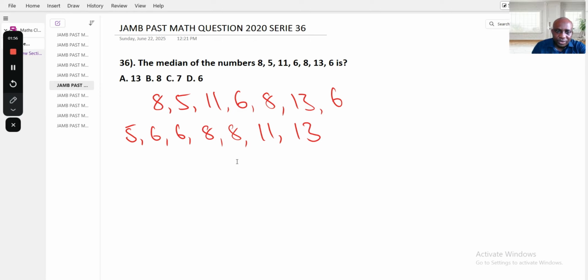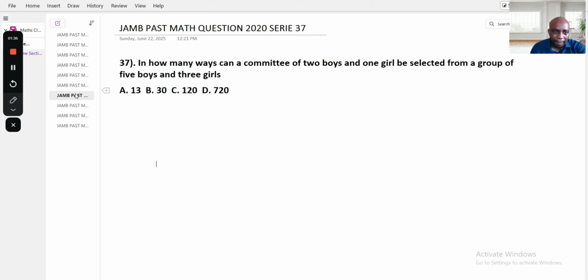Therefore, we are going to divide it by 3 and 3. The middle one, from here 3, from here 3. The median one, which is the median, is what? It is 8. The median is 8, which is B. Let's move to the next question.